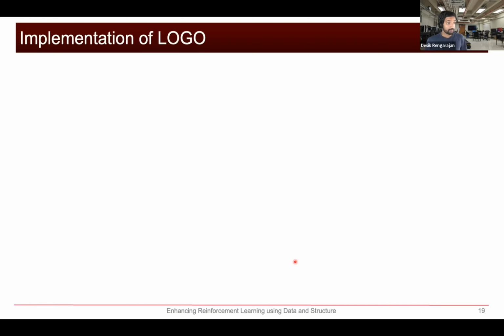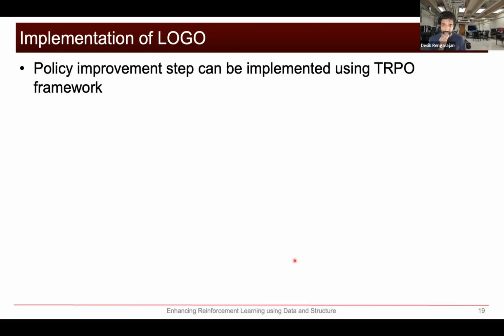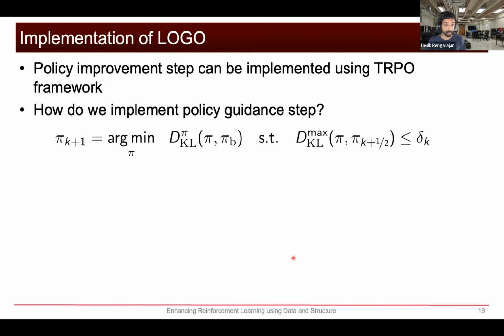So let's talk about the implementation of LOGO. The policy improvement step can be implemented using the normal TRPO framework, and I'd strongly recommend people read the TRPO paper, which essentially talks about implementing this particular algorithm. But how do we implement the policy guidance step? This is our objective that we want to implement, and we know that theoretically doing so will provide us policy improvement, but how do we actually implement this?